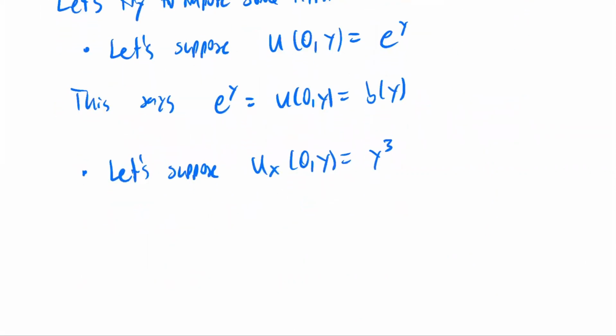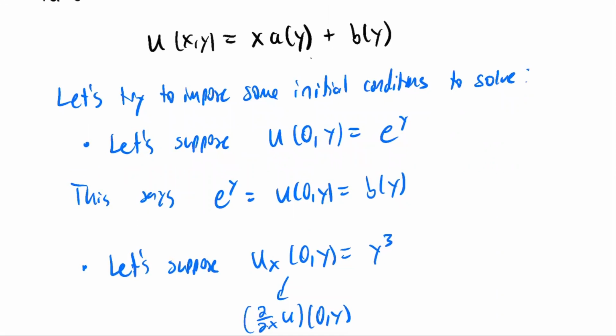And so what do I mean here? This is like the derivative with respect to x of u evaluated at the point (0, y). That's what I mean by this notation. Okay, and so how do we use this condition? Well, let's take the derivative with respect to x of this equation.